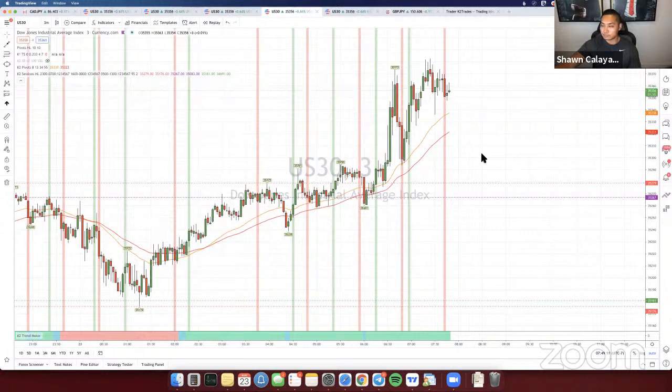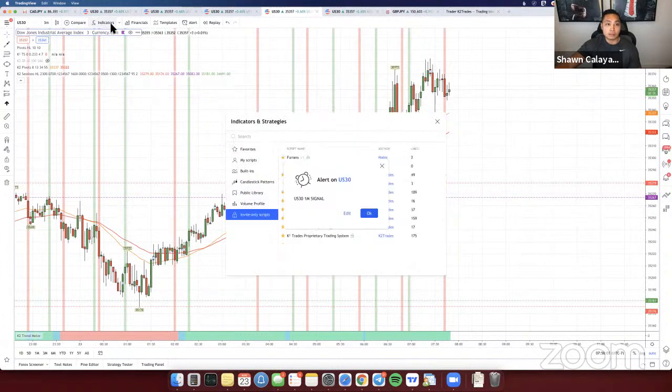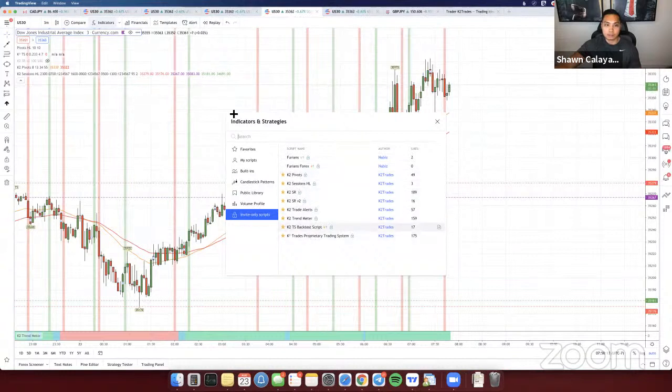Sam said, to get this right here, Sam, you need to turn on the indicator. You need to turn on this K2 sessions high-low indicator. If you guys have access to the K2 indicators, just click on indicators right here, go to invite only scripts, and then you'll see the K2 sessions high-low indicator right here under your list. That's where you can find it. So you just open your indicators, go to invite only scripts, and you'll see K2 sessions high-low right there.